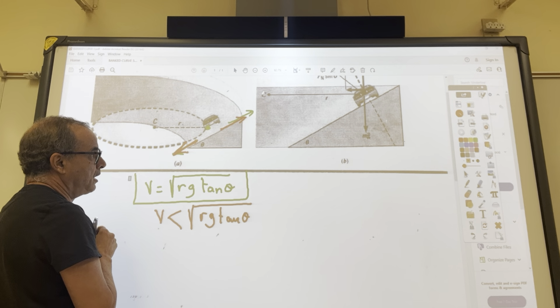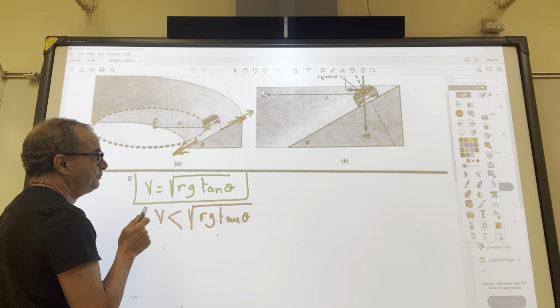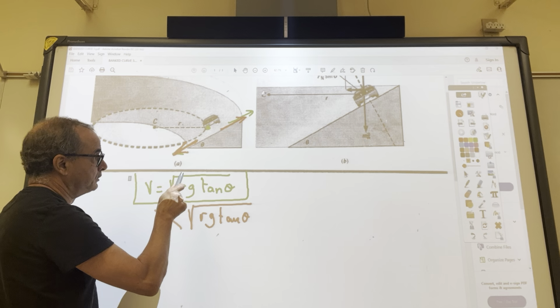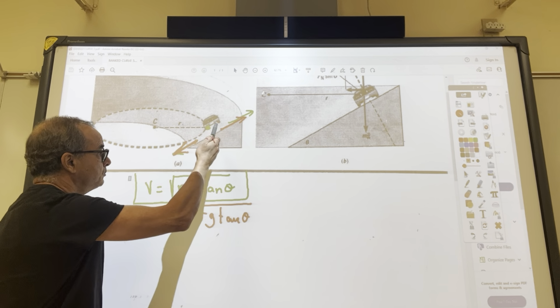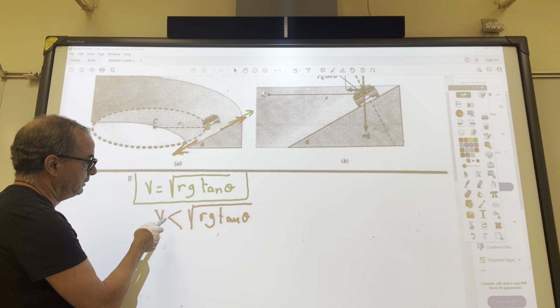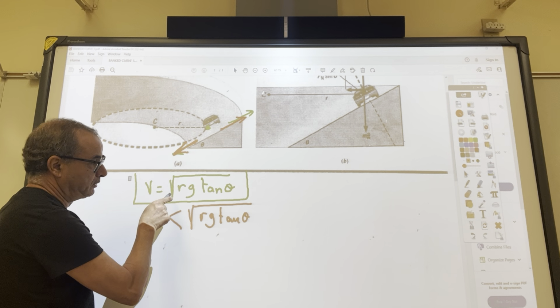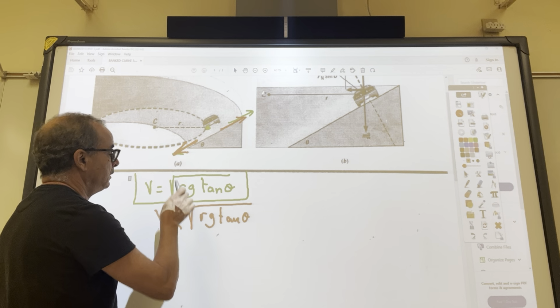We're going to have a friction that pulls the car up to prevent it from sliding down. So let's put all the forces in and see what is the velocity that's going to keep the car on the road when it's less than the perfect velocity that we had.